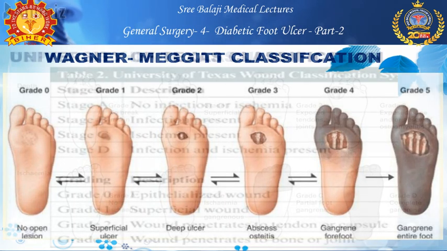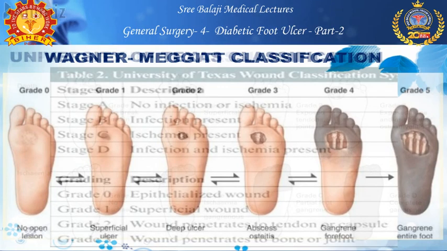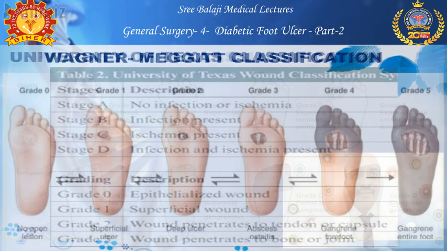University of Texas classification is simpler and more practical to use. They categorize the patients based on the ischemia and the infection. So they are staged into stage A, B, C, D: stage A is non-infectious, non-ischemic, stage B includes infection present, stage C is ischemia present, stage D is infection with ischemia present. Then grading of the ulcer is done by 4 grades: grade 0, grade 1, grade 2, and grade 3, which is similar to the Wagner scaling.